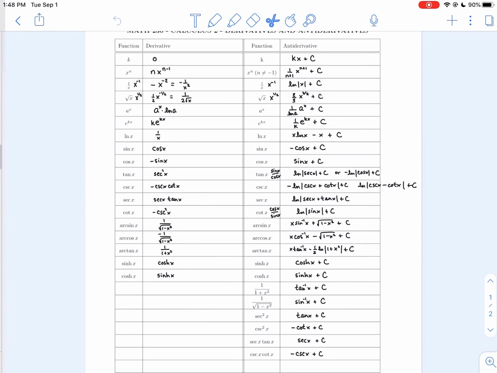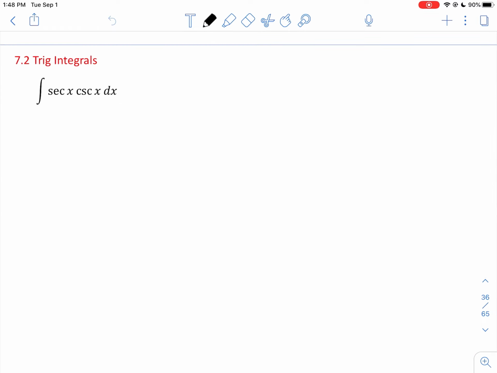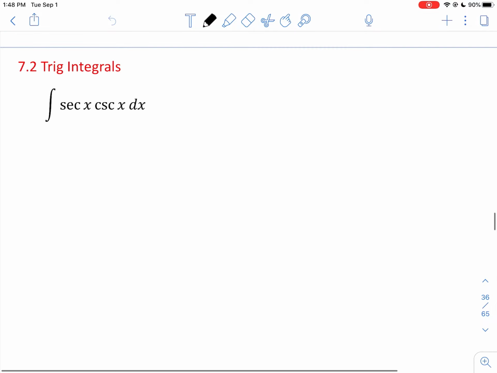In my opinion, this is worth making your own line down here, right? Put in secant cubed, then put in that result right here and just commit it to memory. Here's an integral of secant x cosecant x. The purpose of this problem is to illustrate a new strategy.